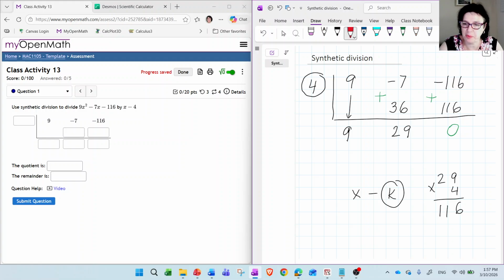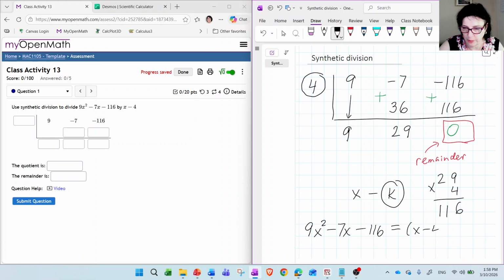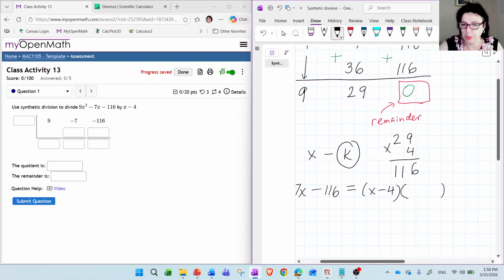Now, this 0 has a special name. You don't have to get a 0, but in this case, we got a 0. This is called the remainder. And what this means is that x minus 4, that divisor that we were using, is going to be a factor of the original polynomial. So we can represent 9x squared minus 7x minus 116 as the divisor, x minus 4, multiplied by what's called the quotient, which we're going to talk about in a second, plus the remainder. But in my case, the remainder is 0.